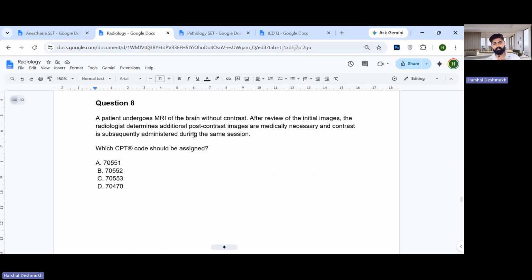A patient undergoes MRI of the brain without contrast. After review of the initial images, the radiologist determines additional post-contrast images are medically necessary, and contrast is subsequently administered during the same session. Find the best code among the four.